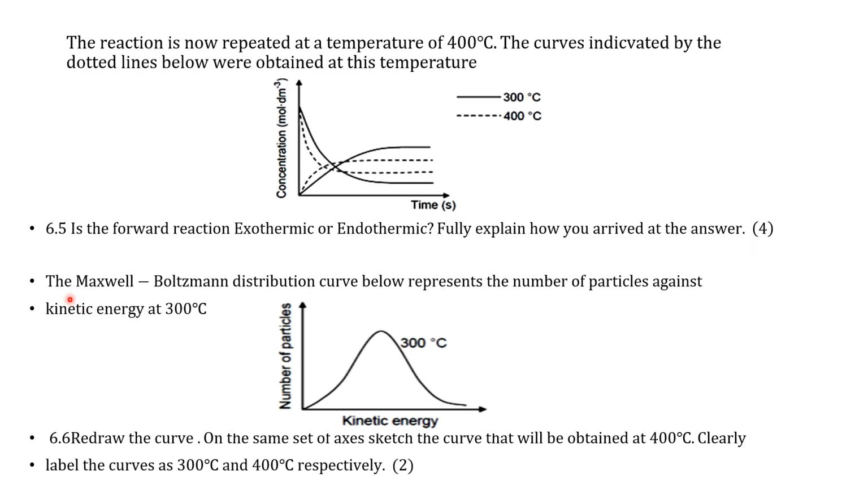Next question, the Maxwell-Boltzmann distribution curve below represents the number of particles against kinetic energy at 300 degrees Celsius. They say redraw the curve on the same set of axes. Sketch the curve that will be obtained at 400 degrees Celsius, clearly labeling the curves at 300 degrees and 400 degrees respectively. So let's go look at the answers or solutions.